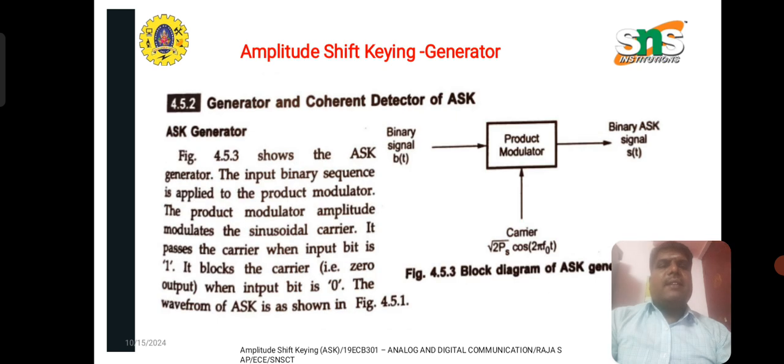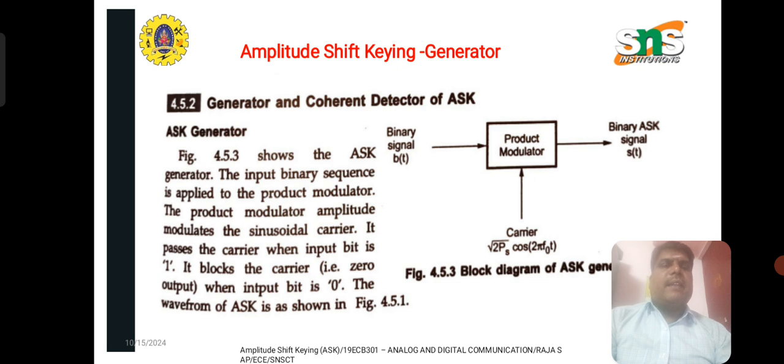Next, generation and coherent detection of ASK. The above figure shows the ASK generator. The input binary sequence is applied to the product modulator. The product modulator amplitude modulates the sinusoidal carrier. It passes the carrier when the input bit is 1. It blocks the carrier when the input is 0.